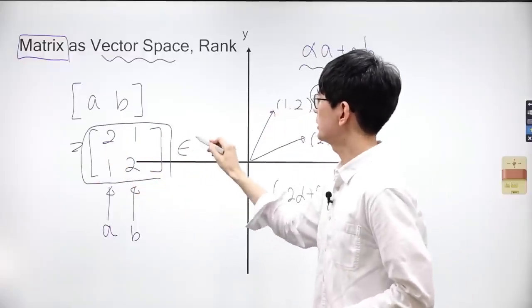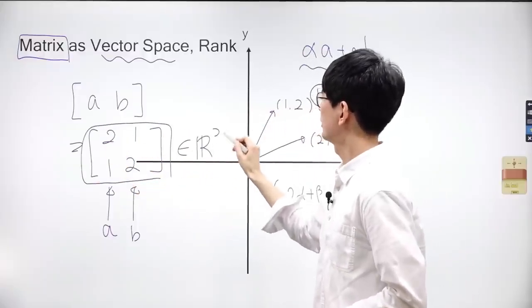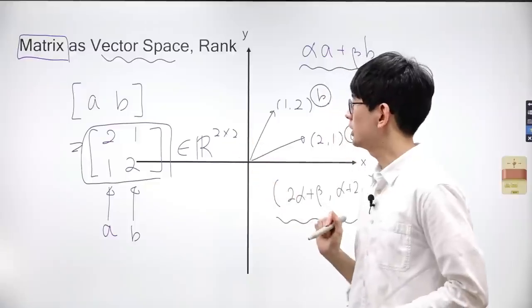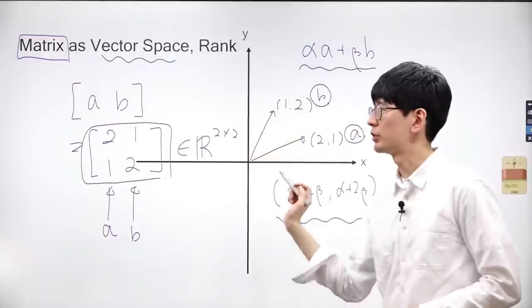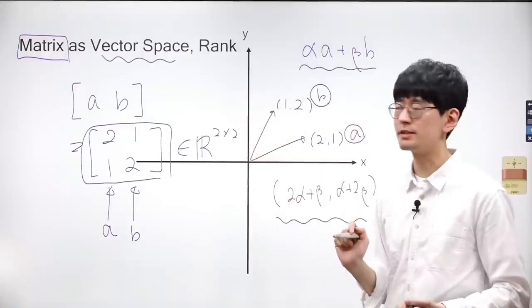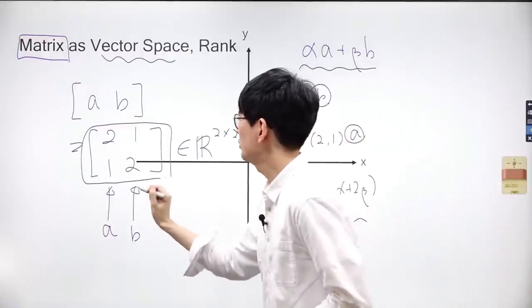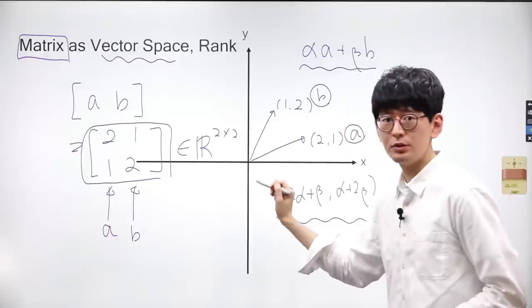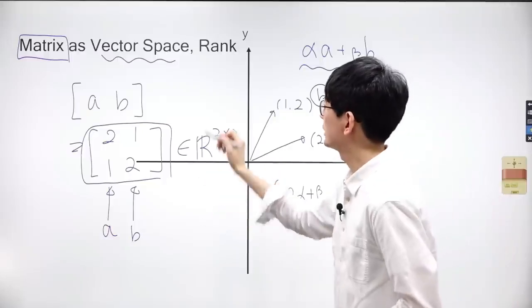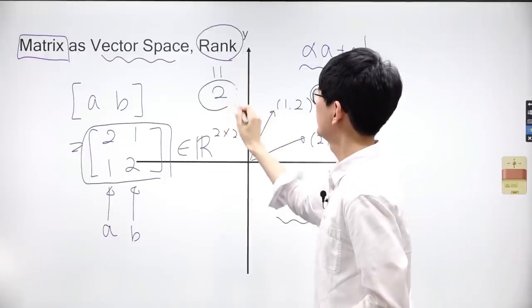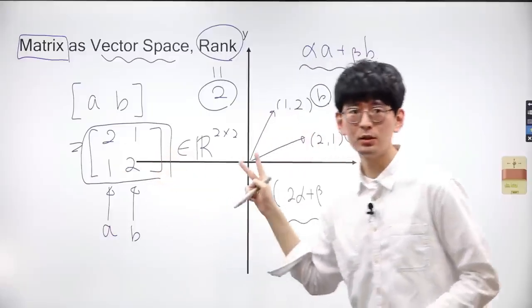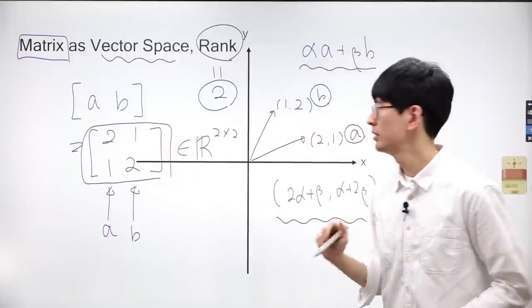Within this matrix, we have two vectors from the basis of R2, although their length may not be 1, as it's not the standard basis for R2. Since we have two vectors in the matrix and these vectors span R2, we say that the rank of the matrix is 2. We can construct any vectors in R2 with those vectors in the matrix.